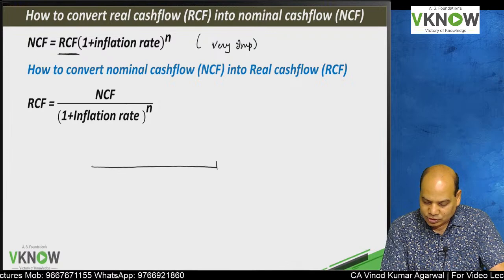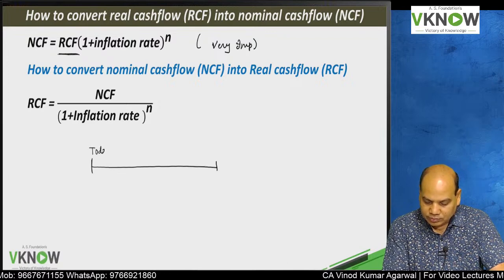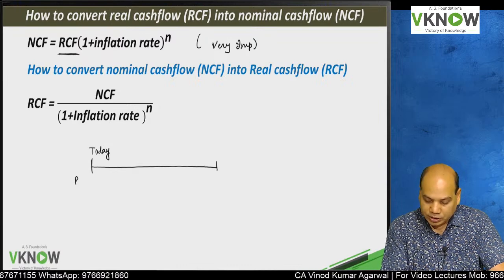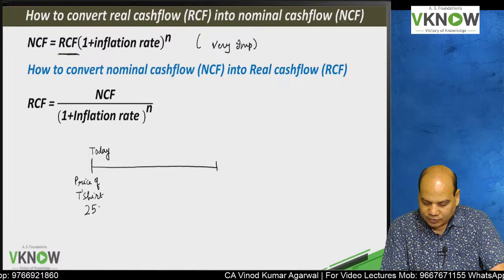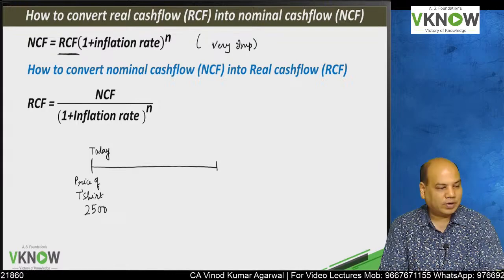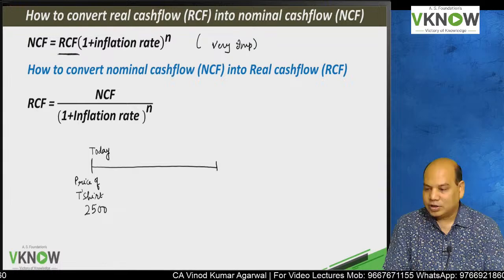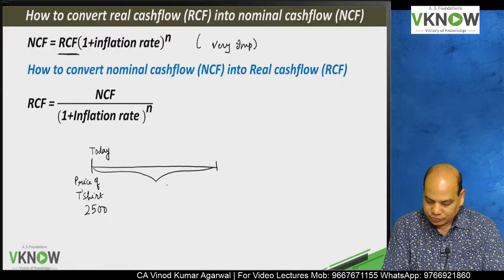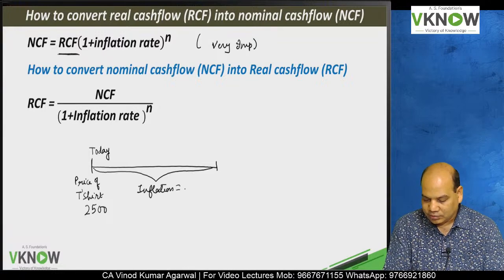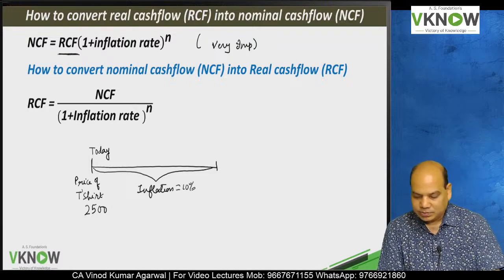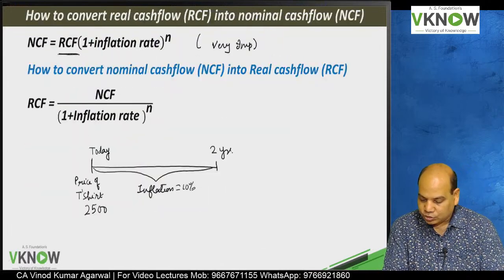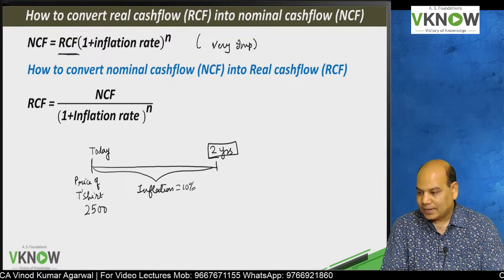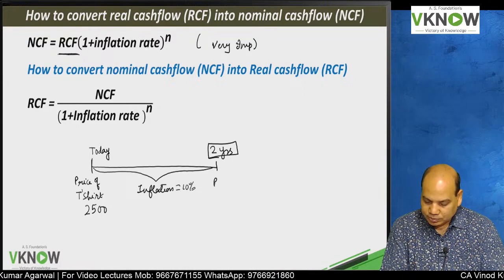So I am going to ask you a question. Suppose today the price of a t-shirt is 2500 rupees. The price of that t-shirt which you are wearing is 2500 rupees. Inflation is 10%. Every year the price of the t-shirt is increasing by 10%. My question is, after 2 years, what will be the price of the t-shirt?